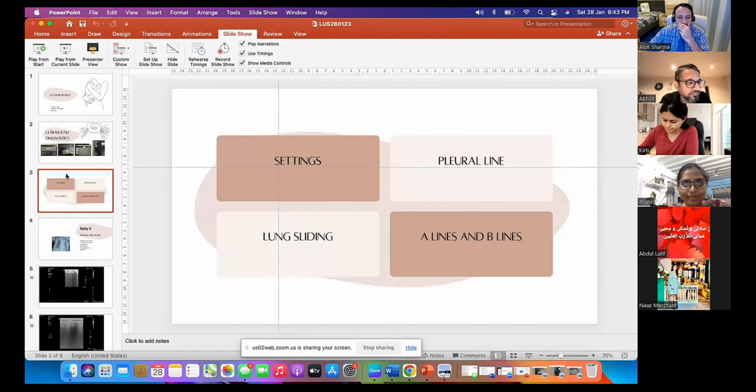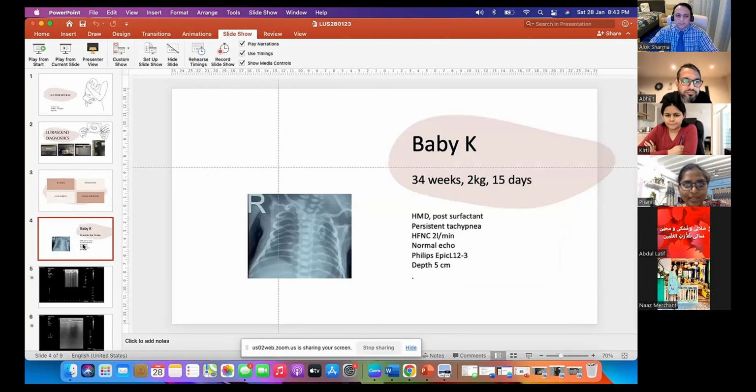So I've tried to see what are all the settings, how to see the pleural line, to see for lung sliding, and to see for A and B line pattern. So this is baby K, a 34 weeks baby, 2 kg, currently 15 days old. Was a preterm, had HMD, was post-surfactant.